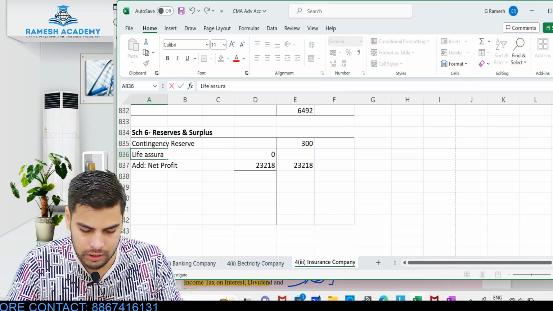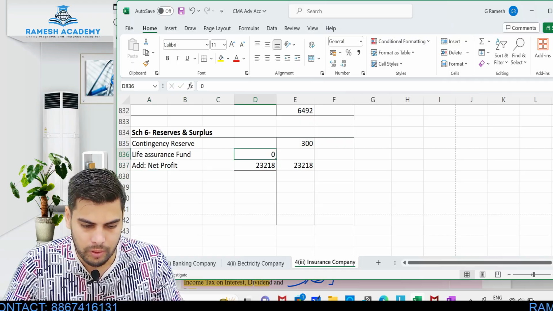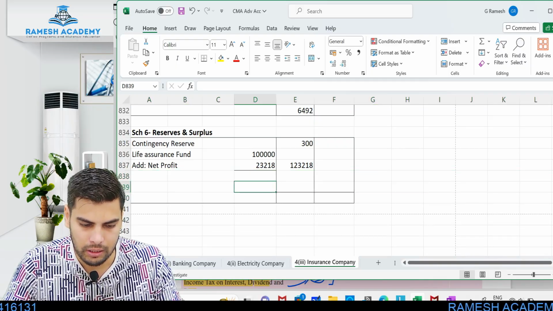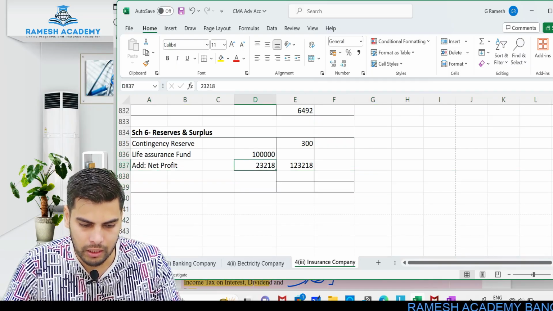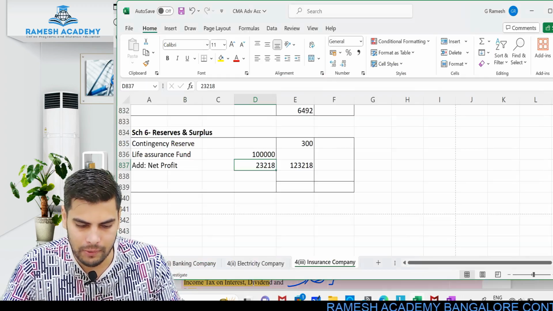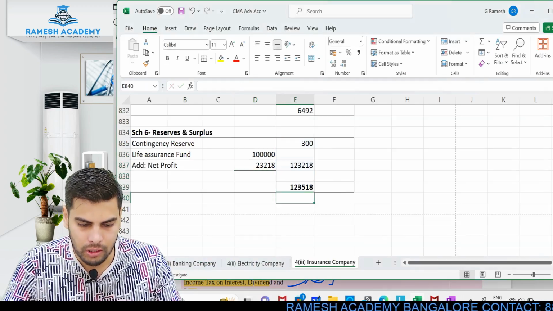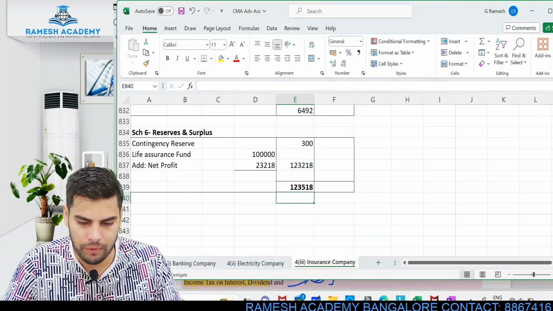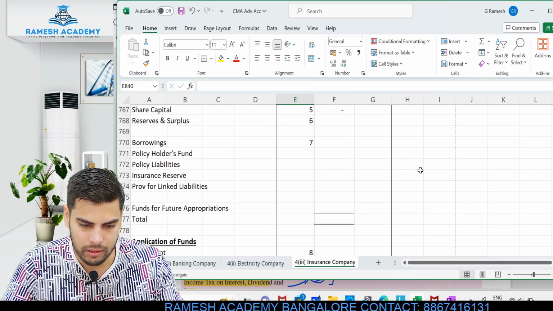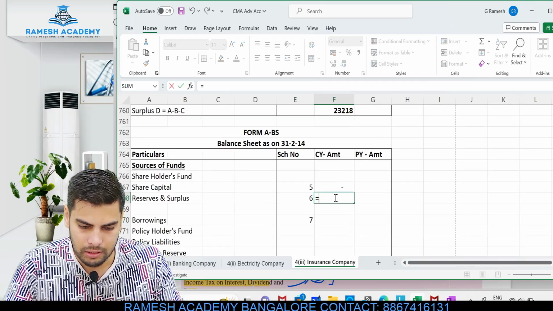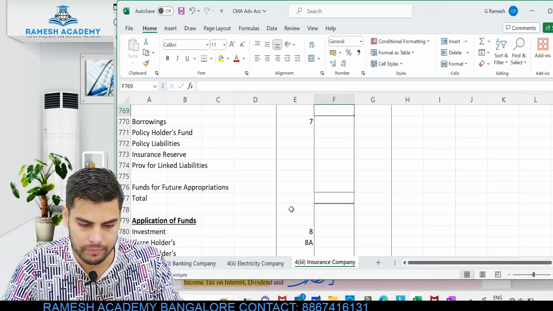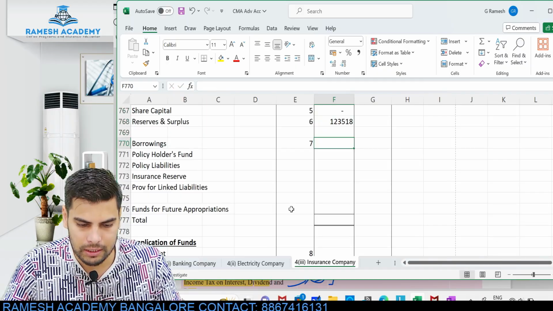Life assurance fund. So I should be maintaining 90% of the amount in this particular manner, right? Okay, so I've got 10 lakh rupees over here. 23,218 rupees was the profit which was made. So 1 lakh was the amount, 23,218 is the amount. So total would be 1,23,518. This would be the balance in reserves and surplus. So share capital, it is nil. Reserves and surplus would be 1,23,518.